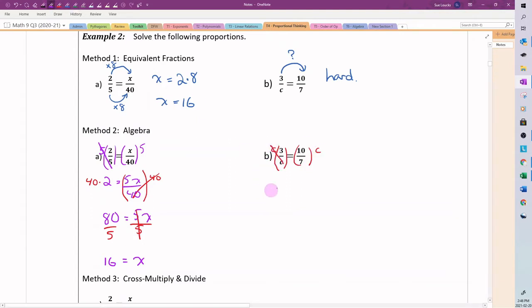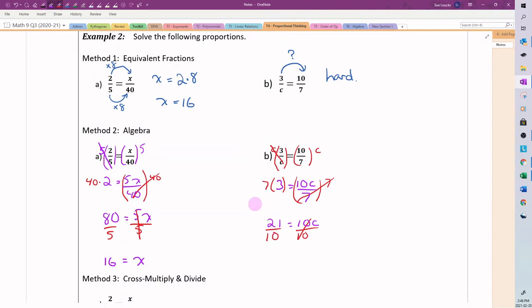So I end up with 3 equals 10C divided by 7. And then I'm going to multiply both sides by 7 to get rid of the 7 that's in the denominator. And now I have 21 equals 10C. And then I need to divide both sides by 10 to get rid of that. And I end up with 2.1 equals C.